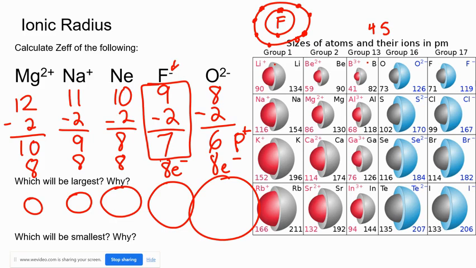No, it can't lose a proton, because then it wouldn't be fluorine anymore. If it loses a proton, it's not fluorine, now it's oxygen. You can only lose and gain electrons. Protons can't be lost or gained unless you want to go through some sort of nuclear reaction, which we don't want to do.